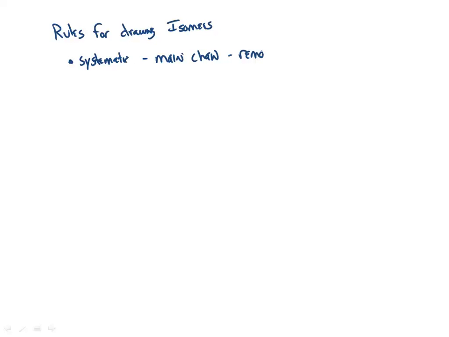So, some rules for drawing isomers. You have to be systematic about it. And what we usually do is we start with the main chain. And what you do is you remove 1 carbon and use it as a side chain.